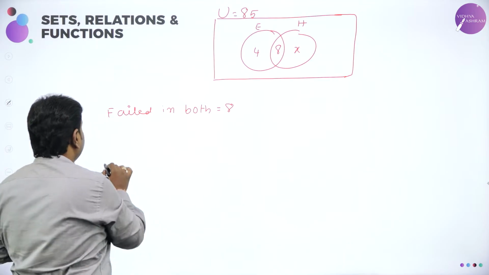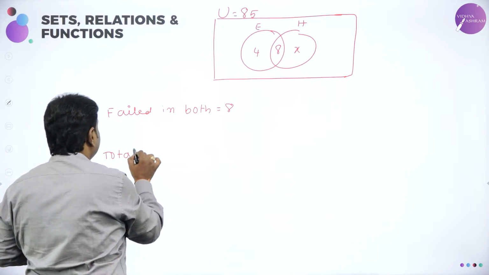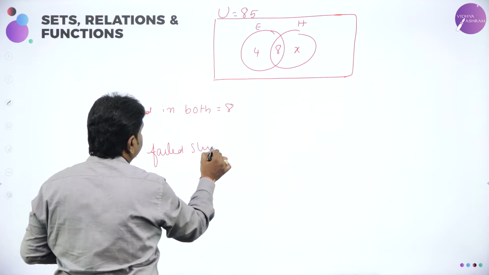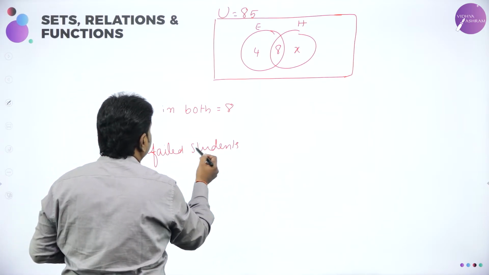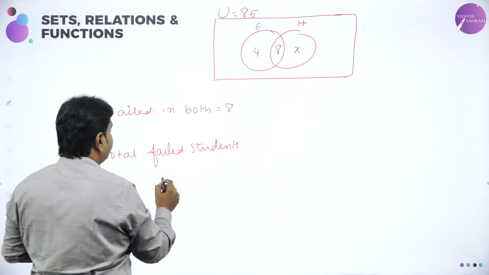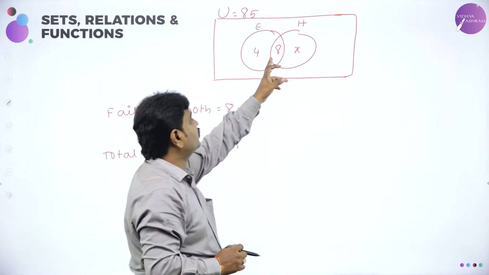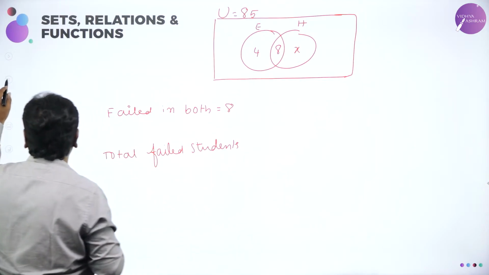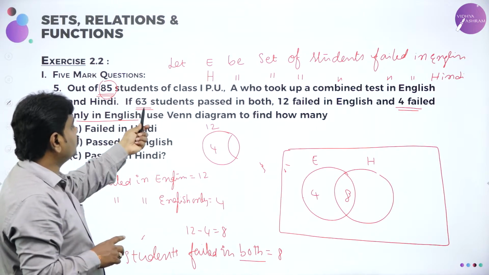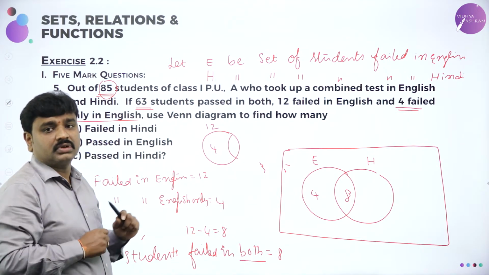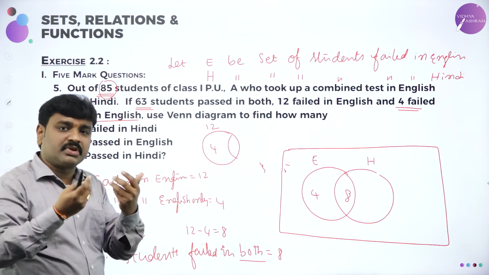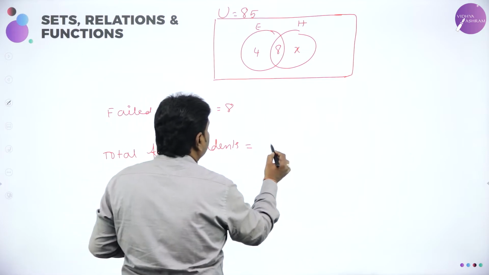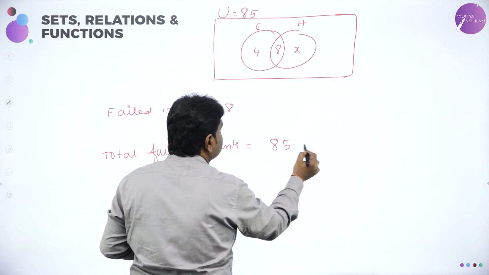Total number of students failed, from the diagram you can get. Out of 85, total failed means this plus this plus this. Total passed students they have given. They gave 63 students passed in both, so 63 is the total number of students passed. How many failed? The total number of students failed is 85 minus 63.